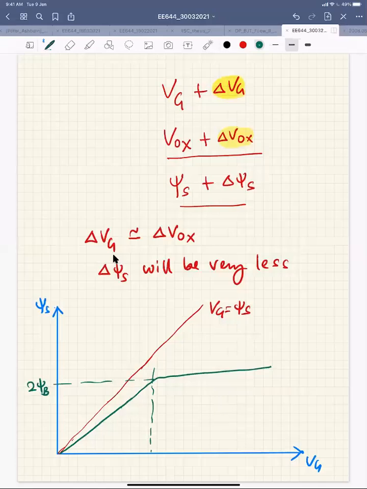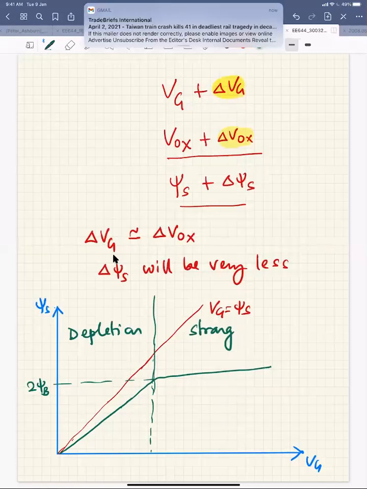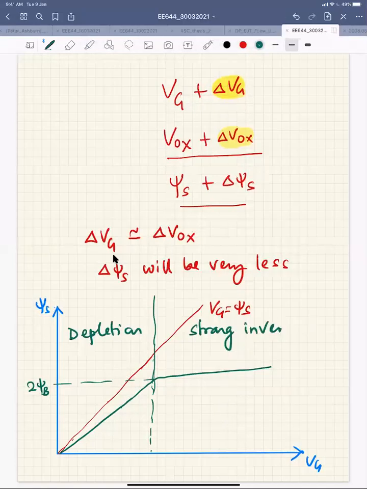So this is my depletion region. This region is depletion plus weak inversion, and this region is strong inversion. Once the transistor is in strong inversion, if you increase gate voltage, the potential drop in the silicon will not change. So basically, after inversion, your potential in the silicon remains almost constant. So the extra Vg that you're applying, most of this gate voltage will drop across the oxide.